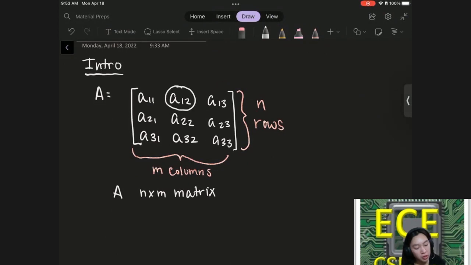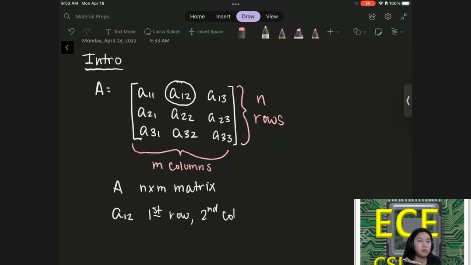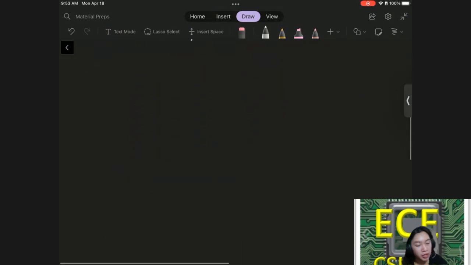Okay. And now let's look deeper into how I wrote this entry. So A1,2 is similar. It's saying the first row and second column. So it's just saying the coordinates of this value in the matrix. Okay, doing good. All right, let's move on to multiplication.